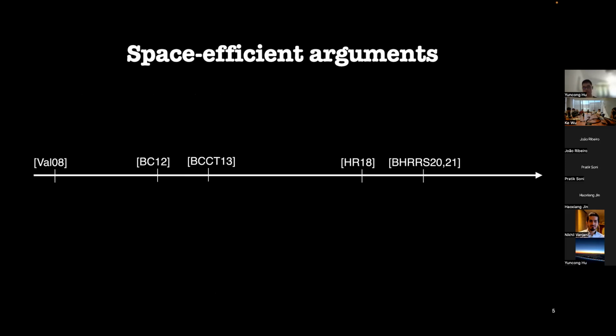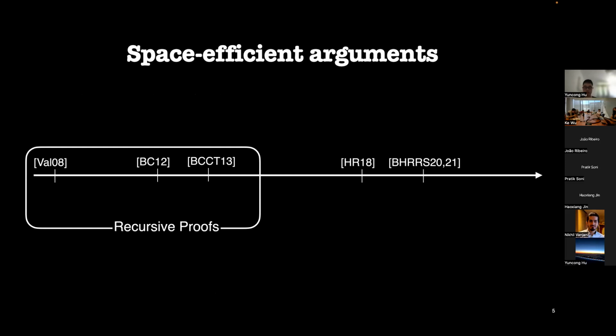So to solve this problem, people are interested in space-efficient arguments. And this is a long line of work. In the early stage, people made use of recursive proofs to maintain time and space efficiency. What they are doing is, for example, given a big circuit, you split it into several small circuits, you prove the satisfiability of each small circuit, and you use a recursive proof to aggregate all the proofs together, or you do an incremental verification. So you just prove little by little.